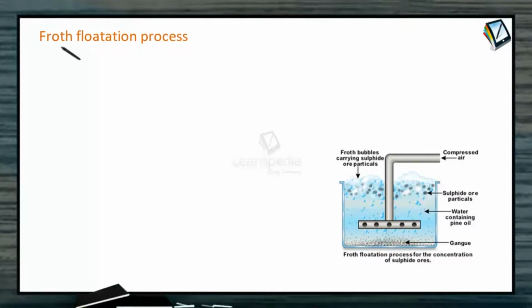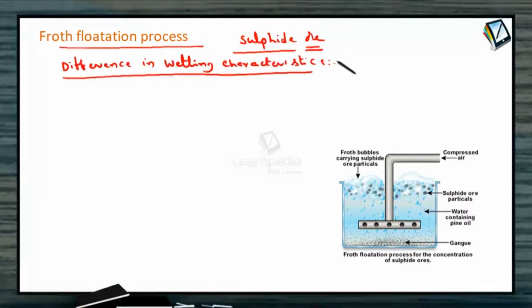Froth flotation process. This is one of the most important ones, particularly used in the case of sulphide ores. But what is the basic principle involved in this? This is based on difference in wetting characteristics. The sulphide ore particles get wetted by an oil layer.